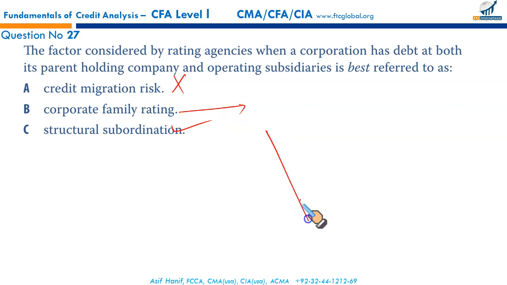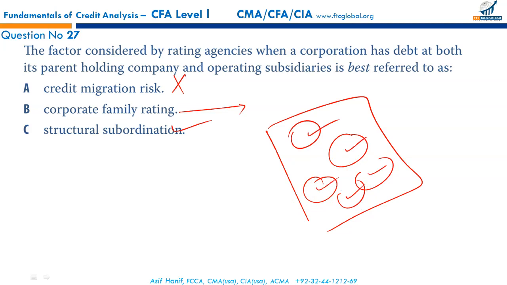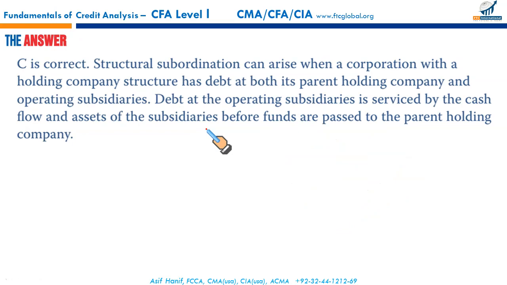And corporate family ratings. Okay, now let's say this is the corporation. It might have issued different types of bonds by various member firms or affiliates. They are part of the same corporate group. So ratings issued to such a group of families or corporate families are called the corporate family ratings. So clearly this is not what we're looking for. So that's clearly C. C is our correct option.